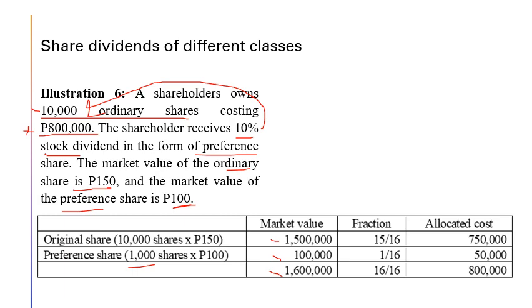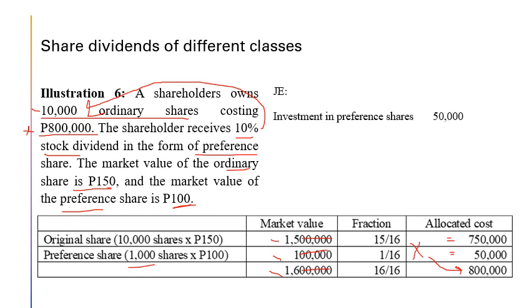So get the fraction. Okay, so remove the equal number of zeros in all the numbers. You will get 15 over 16 and then 1 over 16. So the allocated cost would be multiplying these fractions to 800,000. So that's 800 times 15 over 16. You will get 750, and then 1 over 16 times 800,000, you will get 50. So what are we going to do next?